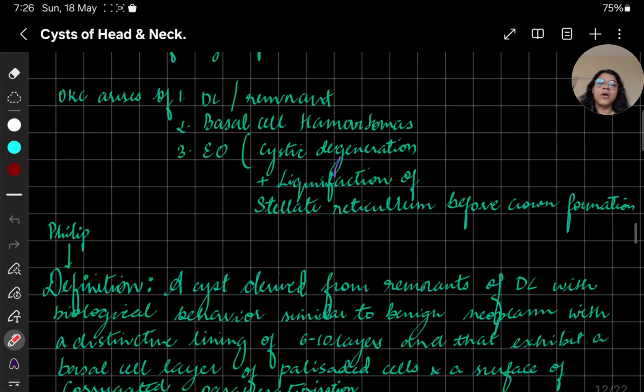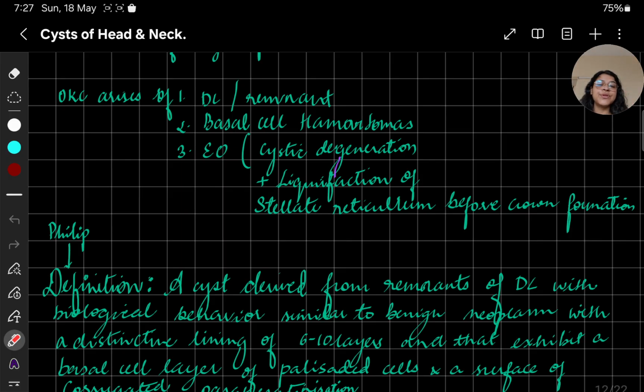Now there are a lot of schools of thought on what OKC arises from, and it could arise from three things. First is dental lamina or its remnants, which are the cell rests of Serres. Then it could also arise from basal cell hamartomas. A hamartoma is a proliferation of normal tissue in an abnormal position, where the tissue does not fully develop.